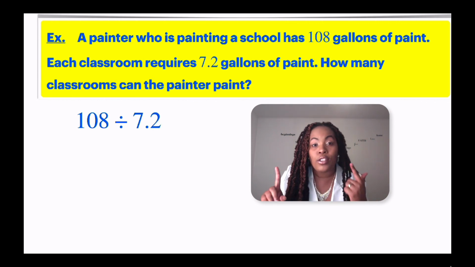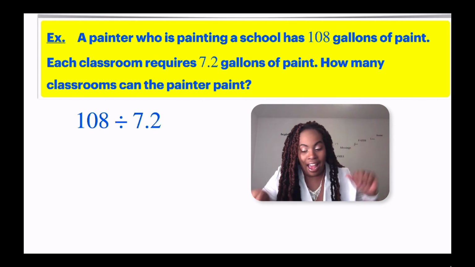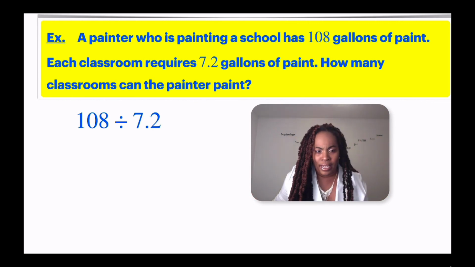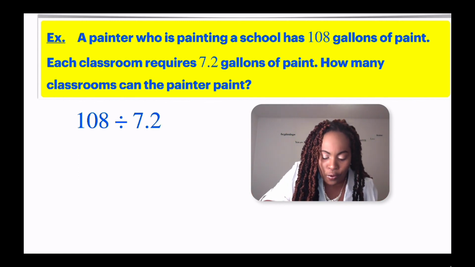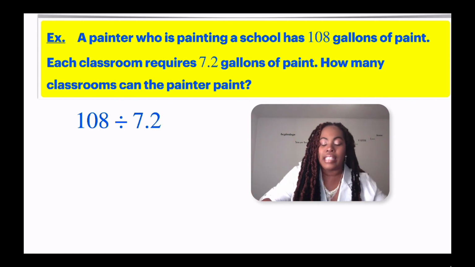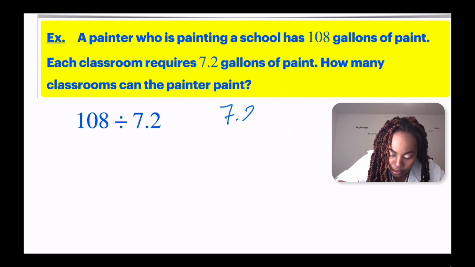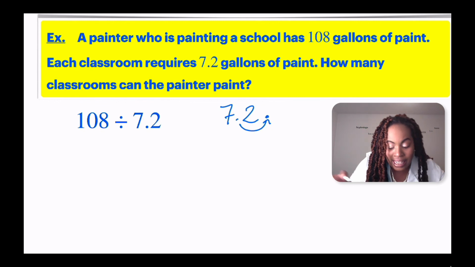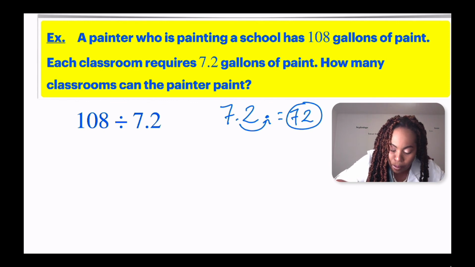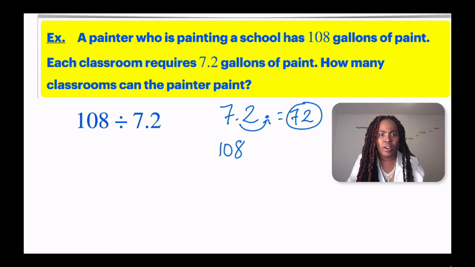Okay. So we have to get rid of this decimal. But can anybody remember how we said we're going to get rid of it? So we said whatever we do on the right side, we also have to do on the left side. And in order to get rid of that decimal, it's going to be simple. We're just going to move it over to the right. But the amount of times we move it over to the right on the right side, we also have to move it over to the right on the left side.